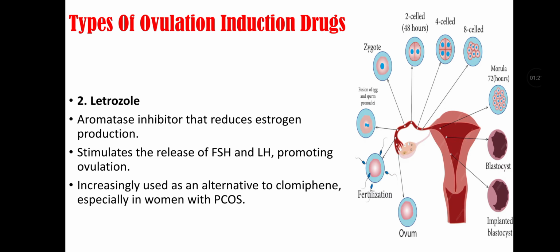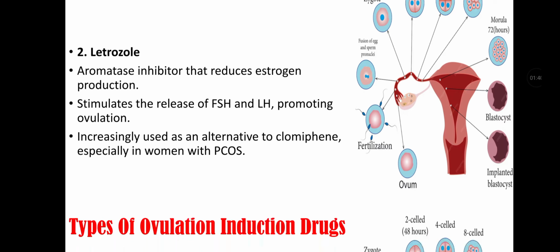Second type of ovulation induction drug is letrozole, that is aromatase inhibitor that reduce estrogen production. It stimulates the release of follicle stimulating hormone and luteinizing hormone promoting ovulation. It is increasingly used as an alternative to clomiphene, especially in women with PCOS.